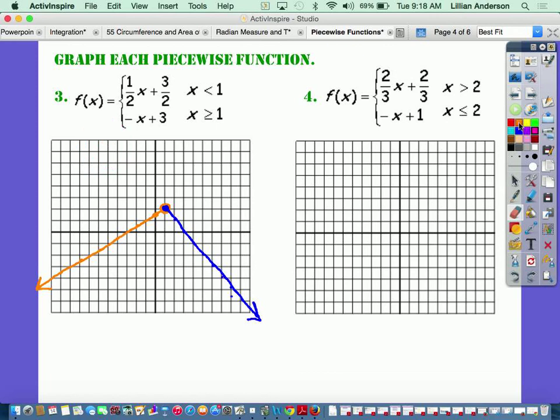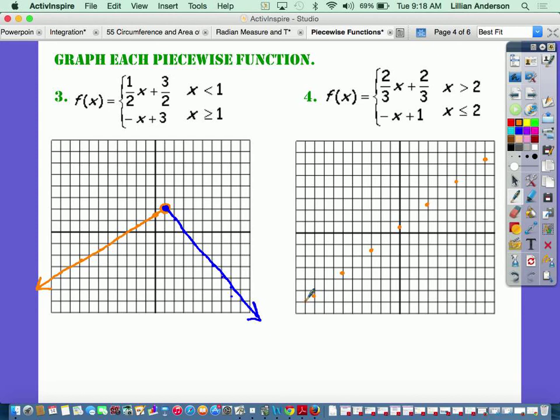Let's look at the next one. The first equation, what's it going to look like? A line, where do I start? 2/3. And then I go how? Up 2 over 3. Up 2 over 3. Up 2 over 3. What if I want values to the left? Down 2, left 3. Down 2, left 3.